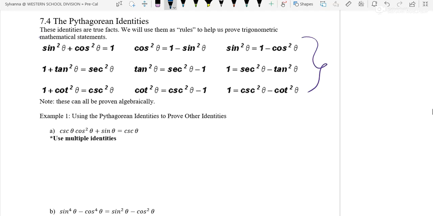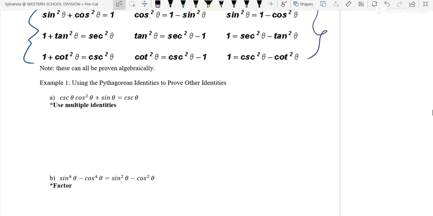Now we're going to look at the Pythagorean identities, which are these ones right here. Luckily for you, you don't need to memorize these because they will be on the formula sheet, on quizzes, tests, and on the final exam. But what you do need to know is how to use them to prove other identities.